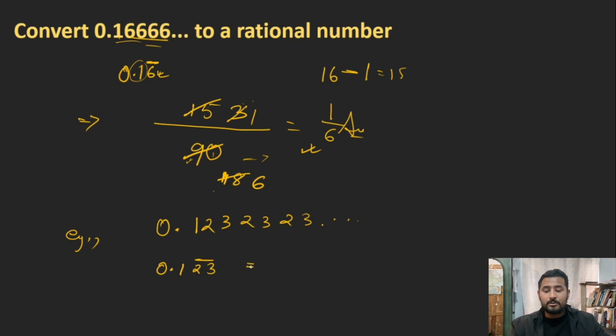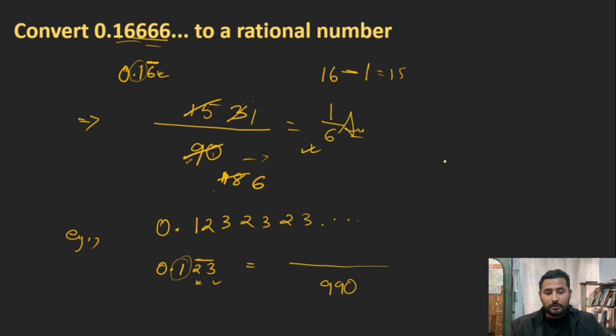Can you see? Now this one, like I said, the denominator first. How many digits can you see? 2 digits inside the bar, so I'll take 99. Clear? Now how many digits without the bar? 1, so I'll give 0.